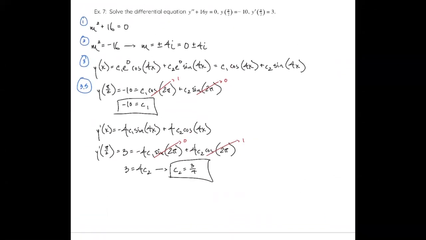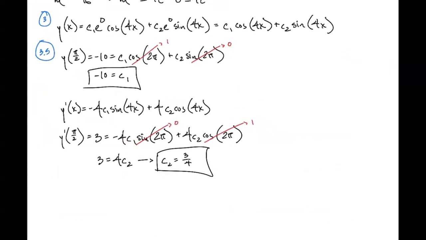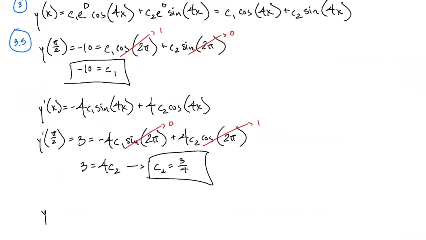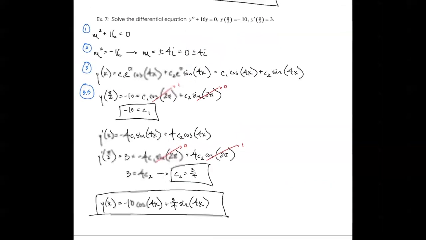But before we tie up this question, we do need to come back and write that solution, right? So everywhere up here, we're going to replace our C1 and our C2 with the nice values we found here. And we will obtain a final solution of y of x equals negative 10 cosine of 4x plus 3/4 sine of 4x. This is our final solution for this differential equation. Okay.